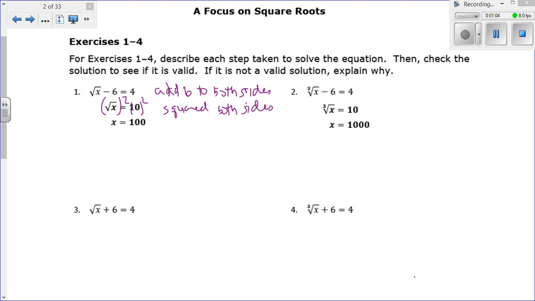And what I need to do for a check is just sub in. So the square root of 100 minus 6 equals 4. And the square root of 100 is 10. Minus 6 equals 4. So 10 minus 6 is 4, equals 4. So that works. So it's a valid solution.